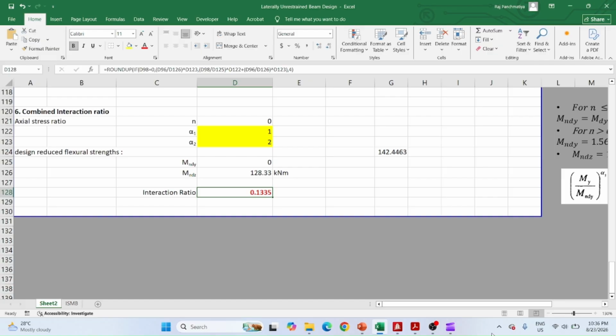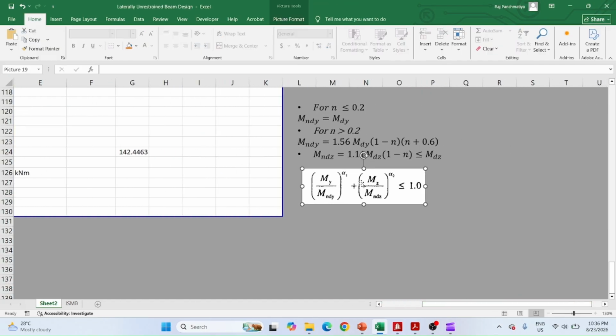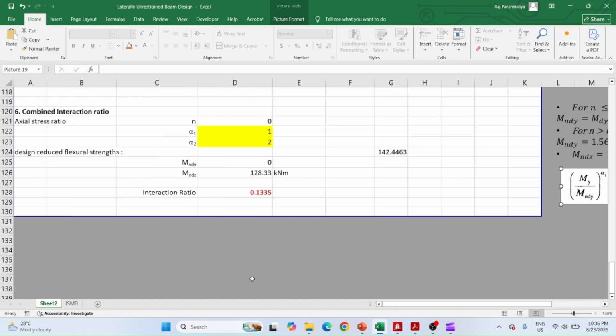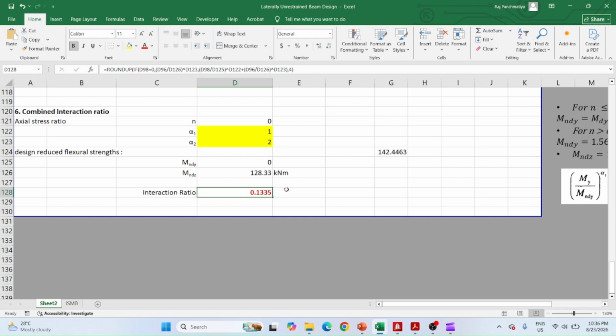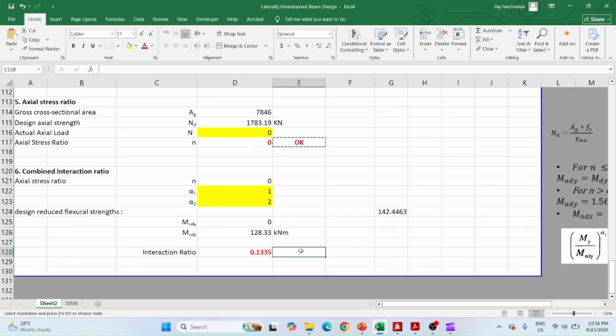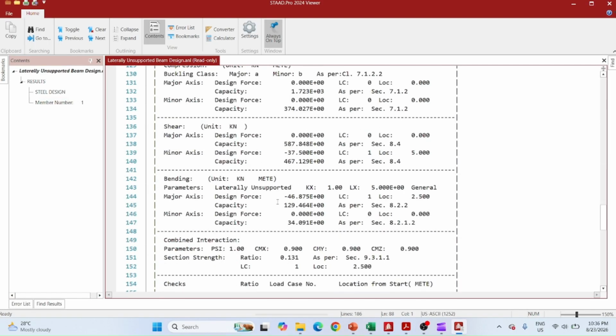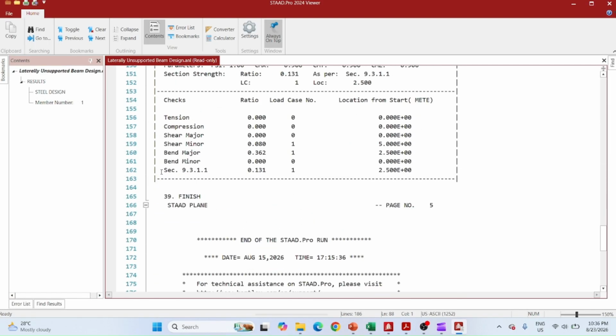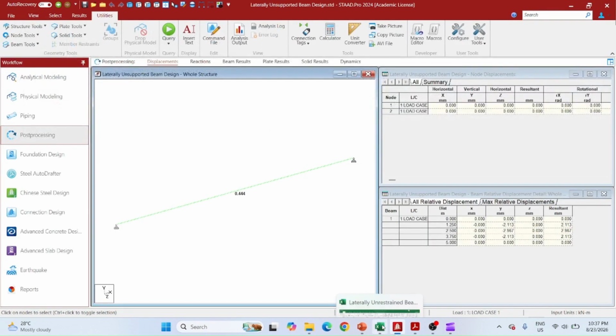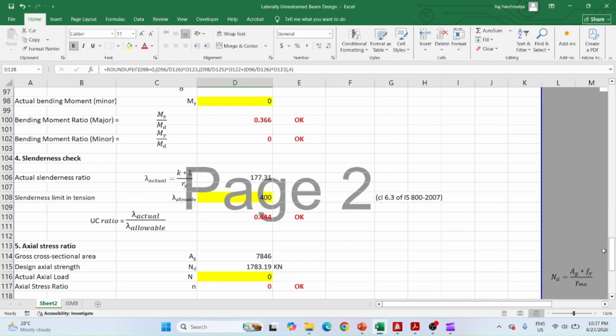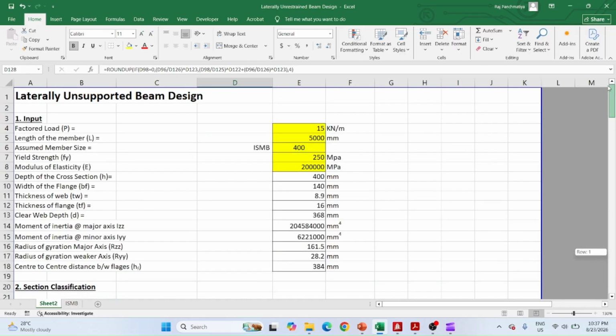And finally the interaction ratio, which is given by this formula, My upon Mndy to the power alpha 1 plus Mz upon Mndz to the power alpha 2, and this ratio is less than 1, so obviously this is okay. Let's verify this interaction ratio as well in the STAAD. Here you can see that this is the combined interaction ratio, it is 0.131, so it is again almost matching with our manual calculations.